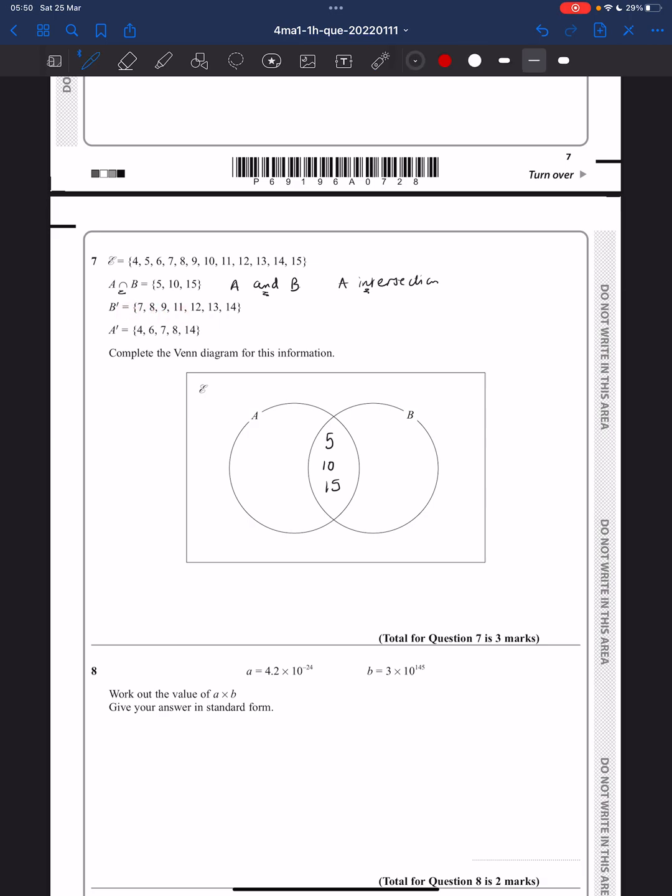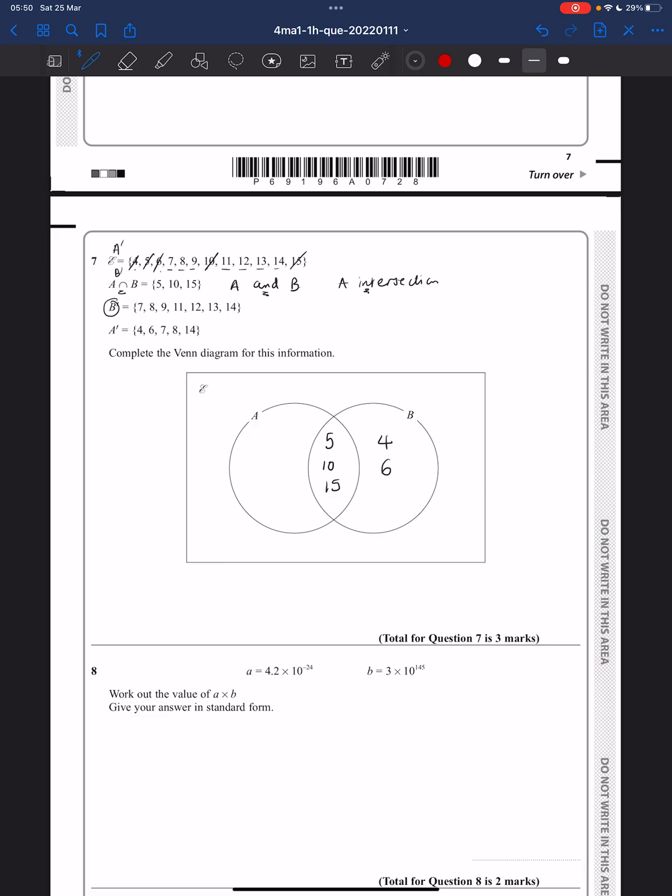So actually, I'm just going to cross these off here as we go along. So we've dealt with the 5, we've dealt with the 10, we've dealt with the 15. So we've got these other ones to place now. Not in B. Right, so I'll do not B, I'm going to underline them here. Not in B, 7, 8, 9, 11, 12, 13, 14. Okay, so what's left must be in B. The ones that are not underlined are 4 and 6. Okay, so the B dash, that means not B, so they must be in B. So I'll cross those off now.